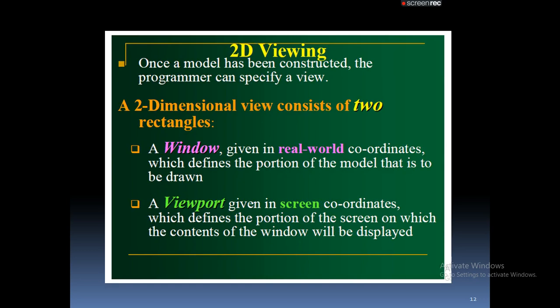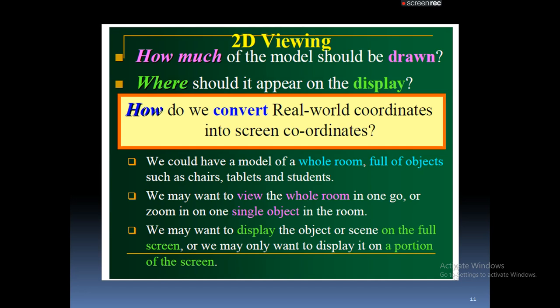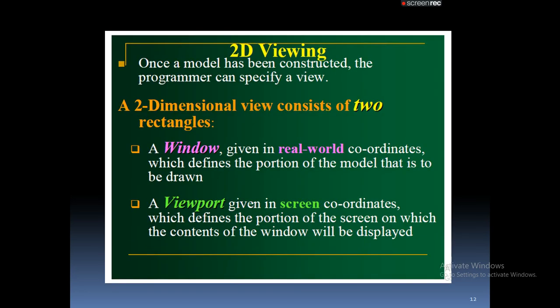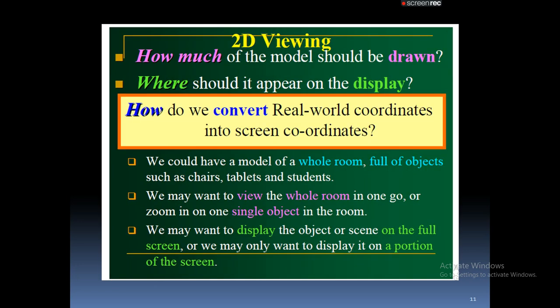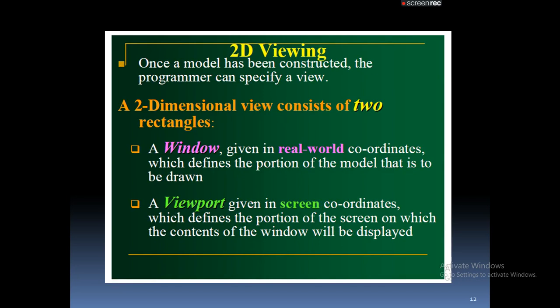So when we are performing two-dimensional viewing, we will use two types of rectangles here. The first type of rectangle is called a window, or it is also called a clipping window. The second one is called a viewport window. So these are the two types of windows we are using in two-dimensional viewing.